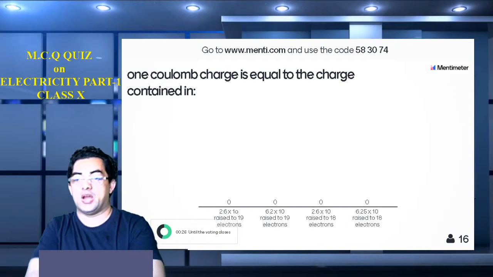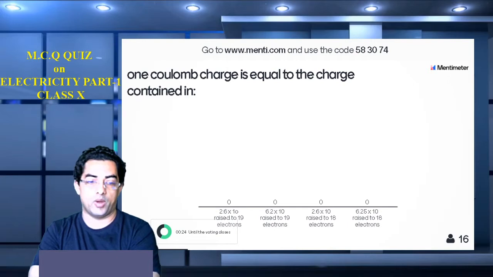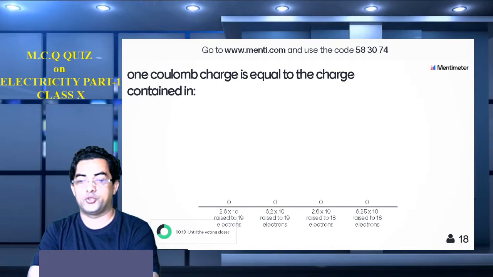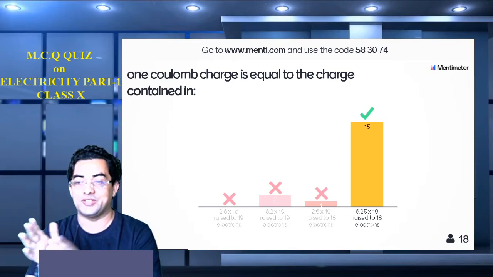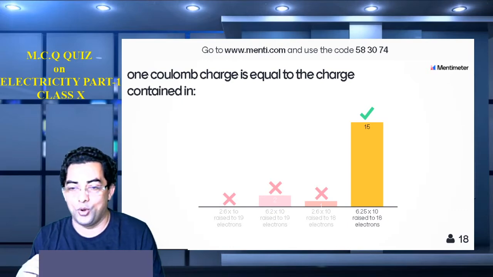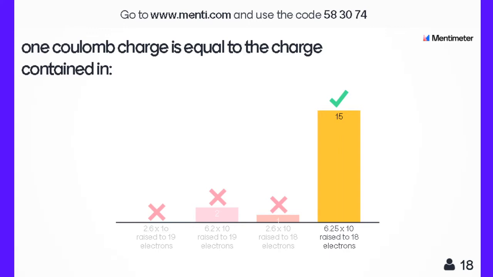Okay, we know the charge on one electron is negative 1.6 times 10 raised to minus 19. And when you find out the number of electrons which makes 1 coulomb of charge, it is 6.25, approximately 6. And as you can see, there are almost 15 of us who got it correct. Great. Only 3 of them got it wrong, right? So 10 raised to 18.